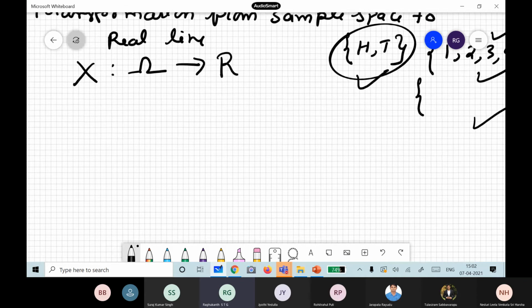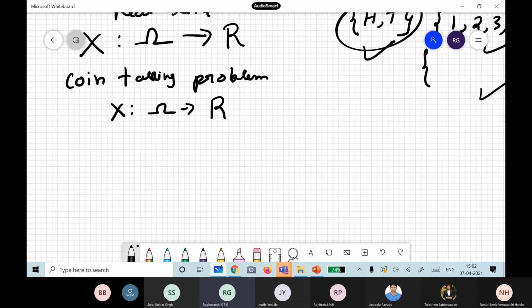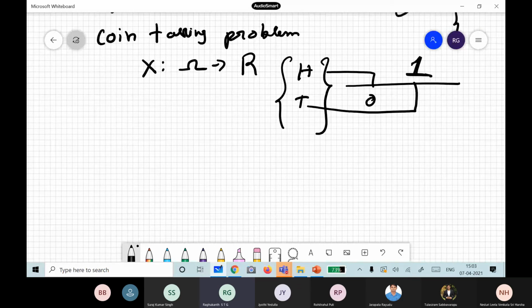So like the coin tossing problem, we define a random variable like this. Coin tossing is a problematic thing, because the sample space elements are not numbers. It is a head-tail kind of thing itself. So now we define a random variable. We have a head and tail. What we do is, I will map head to 0 and tail to 1. This is my transformation. I can do head to 2, tail to 4 also, anything we can do actually. So we have defined head as 0, tail as 1.